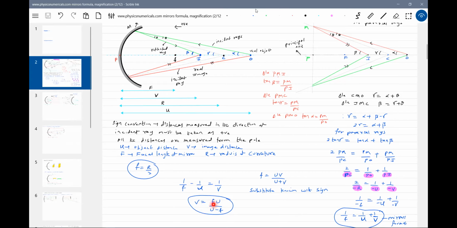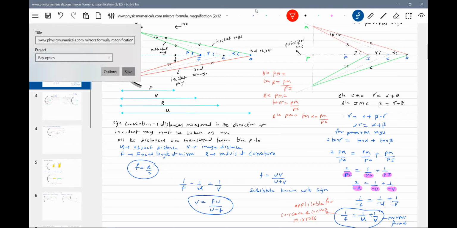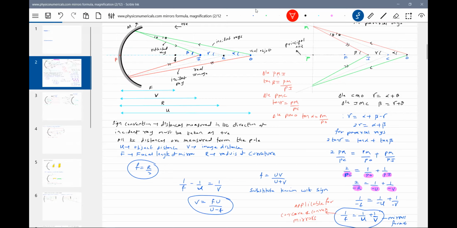So this is about what we derived. We derived this for a concave mirror, no? Is it applicable for a convex mirror? Yes, it is applicable for both. The mirror formula is applicable for concave and convex mirrors. It's not that since we derived it for concave, it will be applicable only for concave. It's a generalized one. It is in fact applicable for any spherical mirror. Any spherical mirror means concave or convex mirror here.